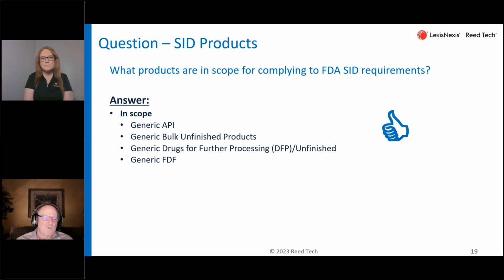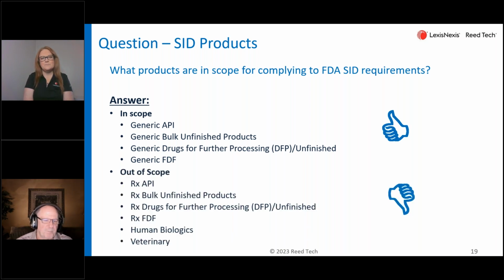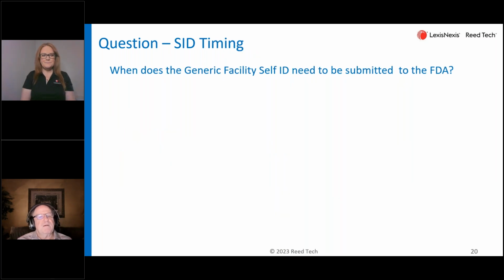We'll mention it here, whether it's an unfinished drug or the finished dosage form. All those related to a generic are in scope, but you should be aware that there are some products that are not in scope. So all those types of products that we mentioned on the prescription side of the coin are out of scope. So this certainly does not apply here to the generic drug GDUFA self-ID. And then the human biologics and veterinary products for the animal drugs are also not in scope. What's the next question you have there, Aaron?